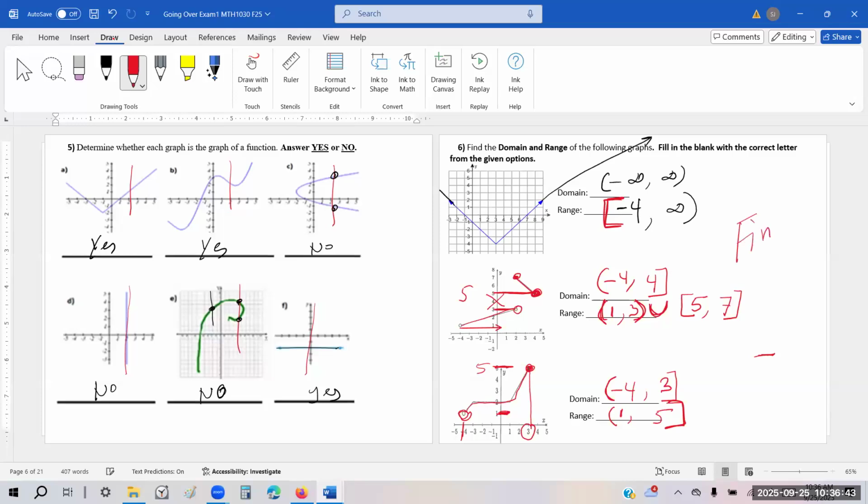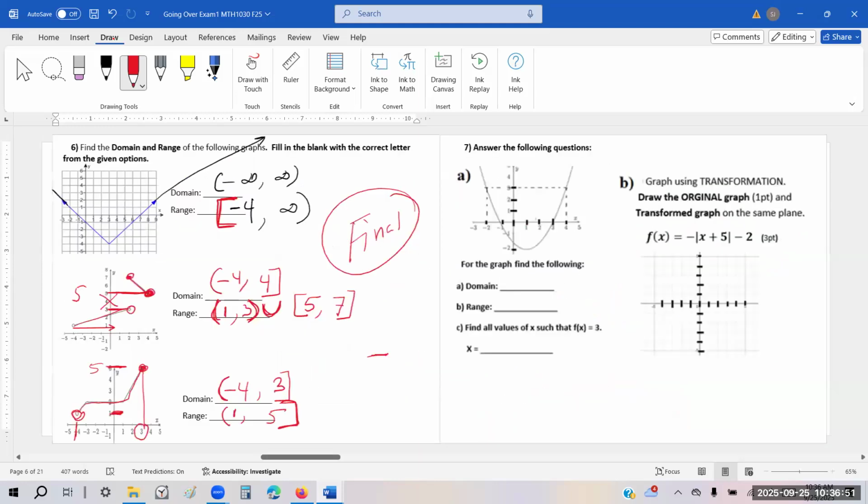In the final exam, they tend to give this type of question to test your domain and range. So if you did not understand domain and range, please understand them before your final.